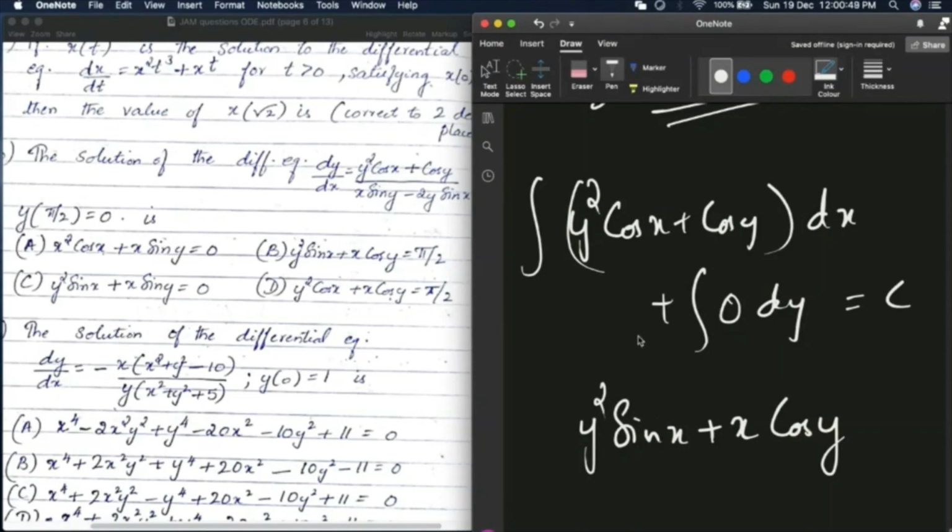Anytime you integrate, always do a cross check whenever you have sine and cos. Just differentiate and see whether you're getting the same function. That's it. So I differentiate this, I should get this. That's it.